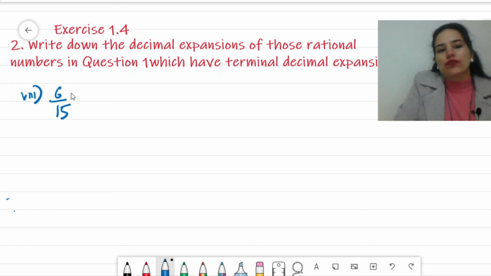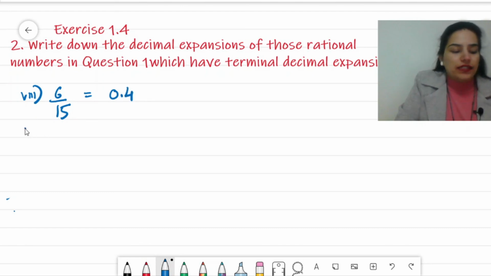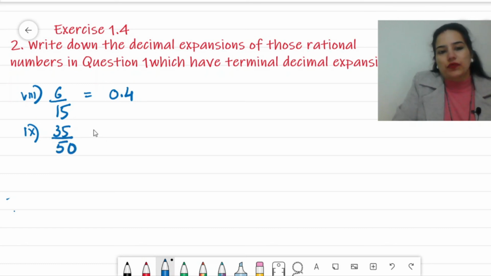Then we had 8th part also, which was proven, which was 6 by 15. You can straight away divide it, which equals 0.4. And then 9th part, which was 35 by 50, needs to be converted. Even this can be easily done. If you reduce it, it is 7 by 10, and your answer is 0.7.